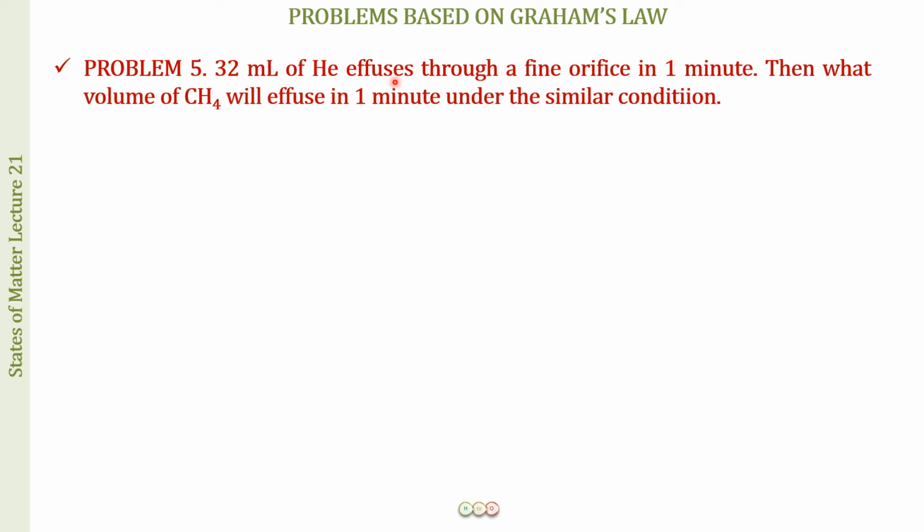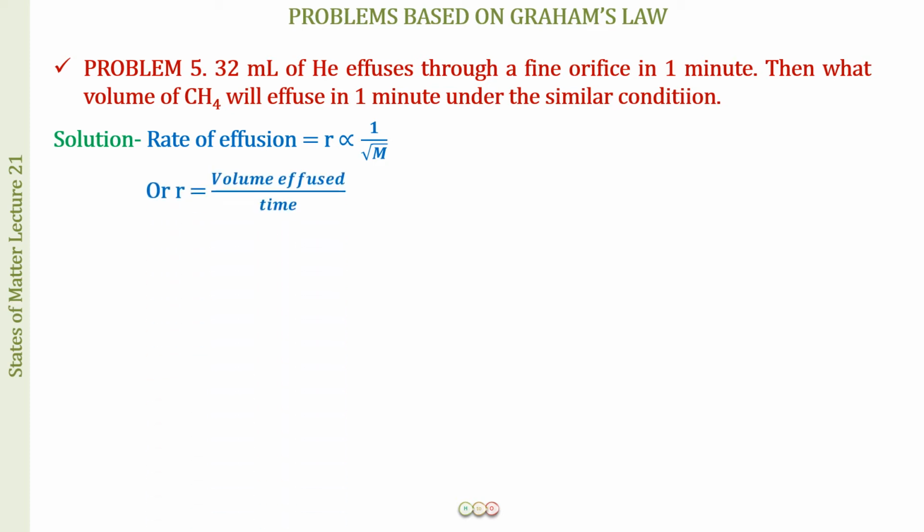So we have helium and methane gas effusing under similar conditions, and Graham's law is going to be applicable to the process of effusion, just like we have it for the process of diffusion. So what we know is that the rate of effusion, just like diffusion, is going to be proportional to 1 by under root of M. Right? And also we know that the rate is going to be equal to the volume effused over given time.